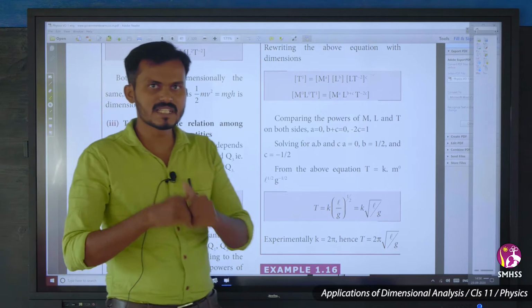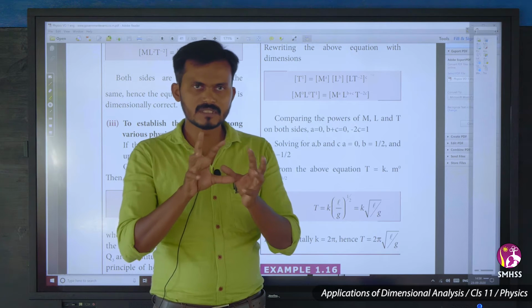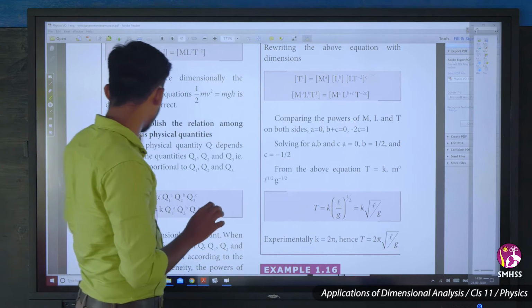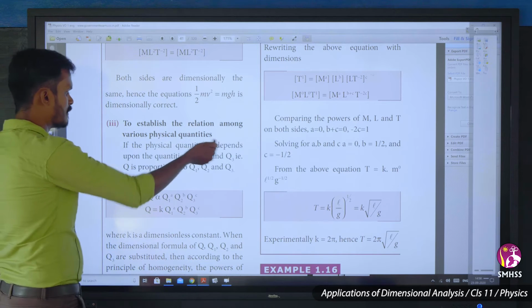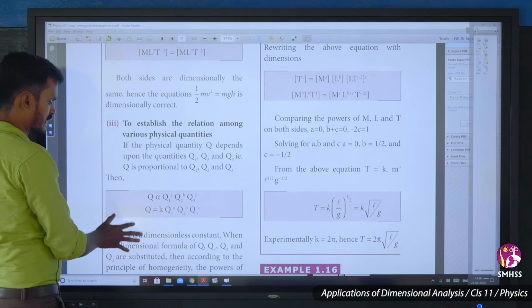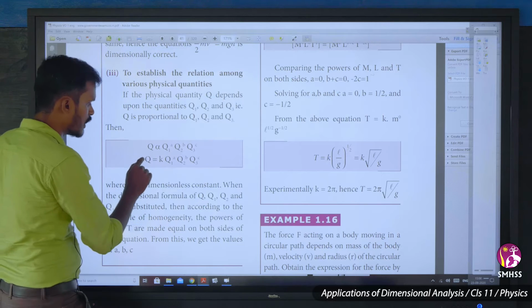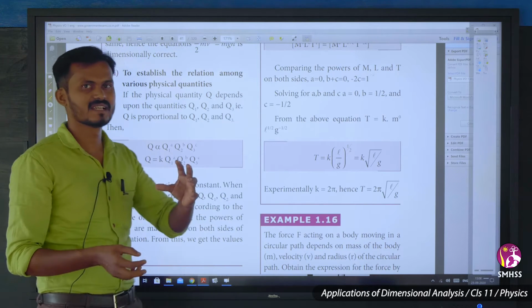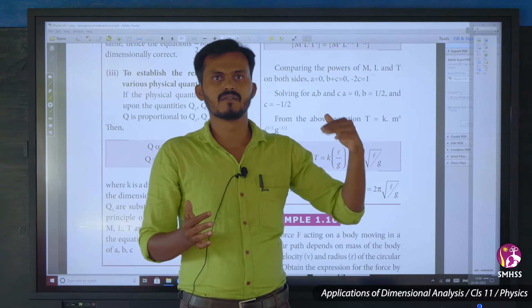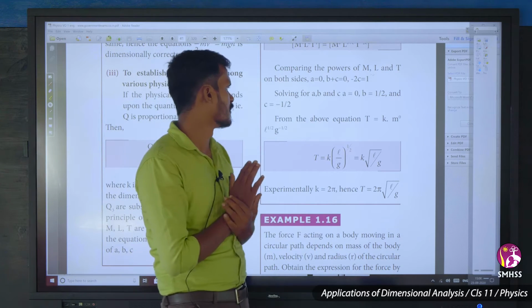We are now going to derive the physical relation using different quantities. Many quantities will be given, and we are going to derive the relation between those physical quantities using dimensional analysis. For example, a physical quantity Q depends upon quantities like Q1, Q2, Q3, that is, Q is proportional to Q1, Q2, Q3. Then we apply dimensions for those quantities and derive the relation between Q, Q1, Q2 and Q3. If X is related to Y and Z, how is it related? We can use dimensional analysis.